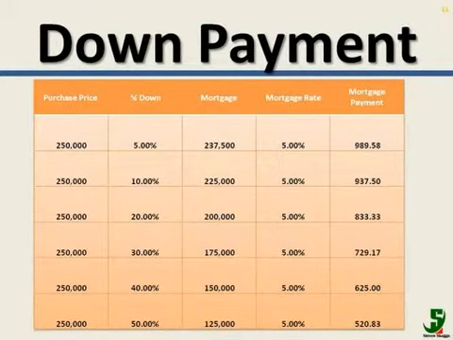As you can see here, the monthly mortgage payment for a $250,000 home at a 5% interest rate is $989.58 if the buyer puts only 5% down on the home, but lowers to $833.33 if the buyer makes a 20% down payment.